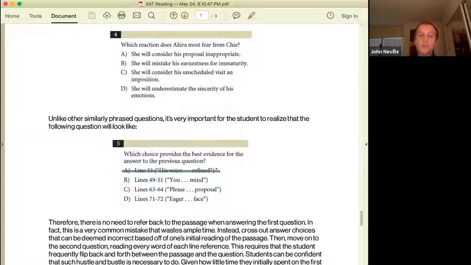So I used to personally hate the second question in a command of evidence pair, and now it's consistently kind of my favorite reading question type, because they tell you right where to look, right? They tell you exactly where to look.